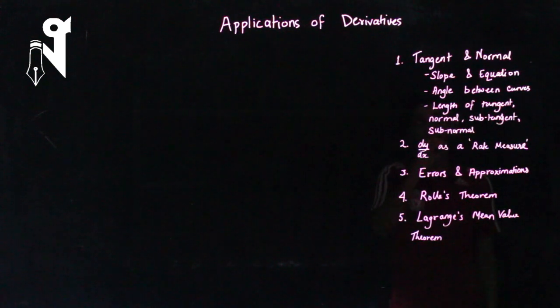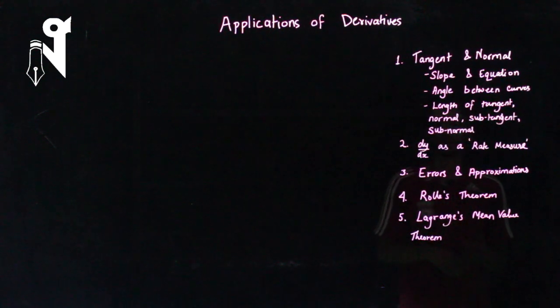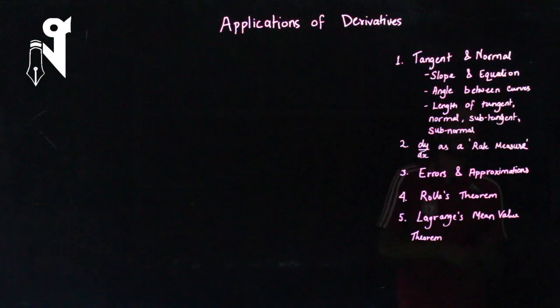Those are tangent and normal. Next part will be the angle between two curves. So when you have two curves intersecting each other, the angle at which the tangents intersect at the point of intersection, that's basically the angle between the curves. And the next part is length of the tangent, the normal, the subtangent, and the subnormal. Subtangent and subnormal are just the projections of the tangent and normal on the x-axis.